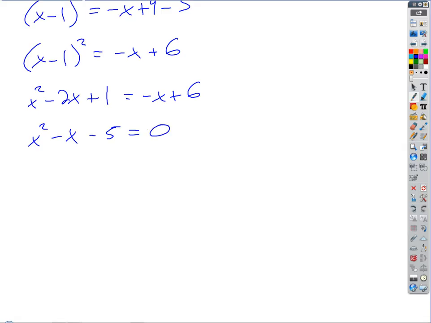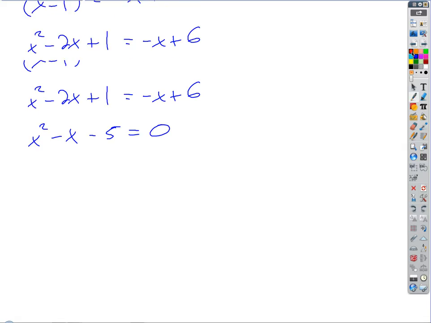So we're right back to that place again. What do we want to try first? Yeah, are there magic numbers? There are not this time. So what are our options? Quadratic formula or complete the square. Let's just go quadratic formula, right?